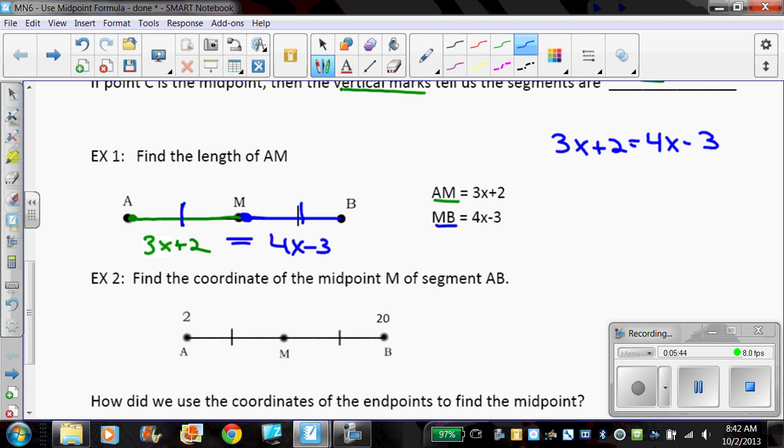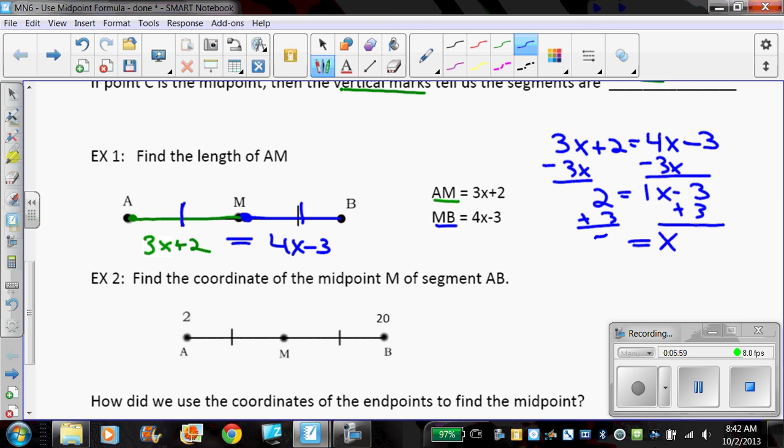And I'm going to solve for x here. So I'm going to subtract 3x from both sides. I have 2 equals 1x minus 3. I add 3 to both sides. I have x, or 1x, equals 5.